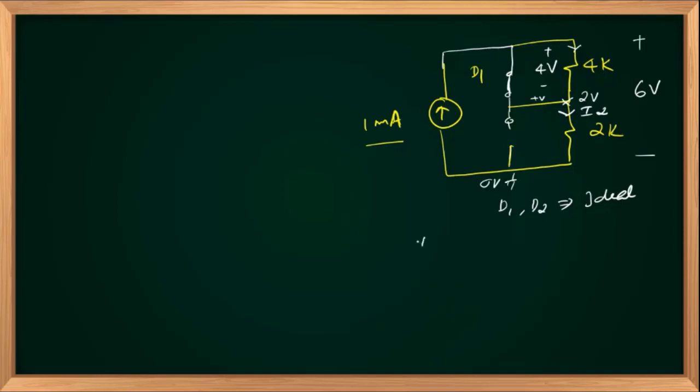So I1 is nothing but the current flowing through the diode D2. It is reverse biased, so 0 amperes. Anyway, the current was marked from cathode to anode, so for an ideal diode, that current should be equal to 0 if the diode is reverse biased. And to identify I2, the current flowing through the 2 kilo ohm, under this condition, D2 is open and D1 is short circuited because it is in on state.